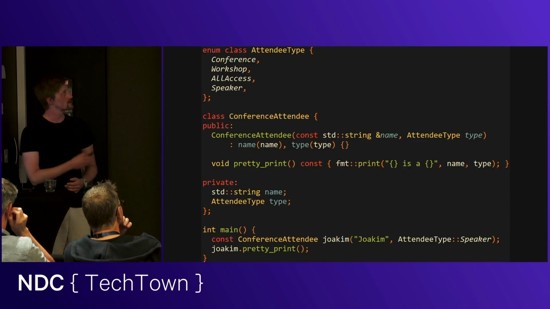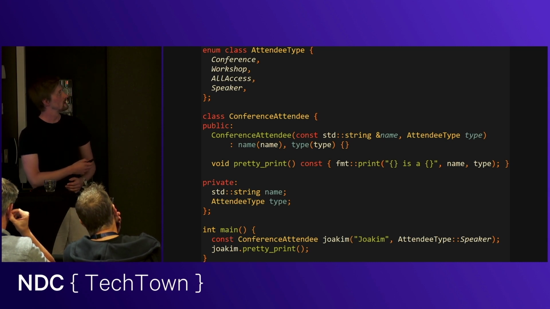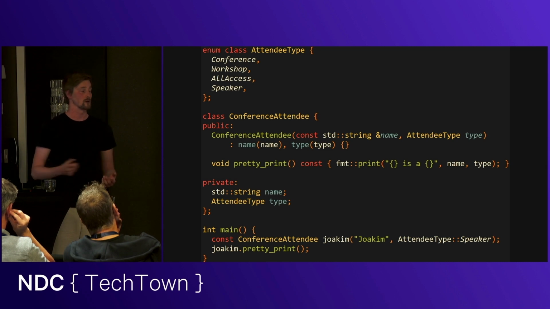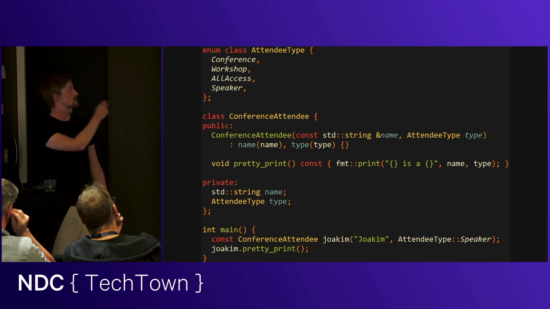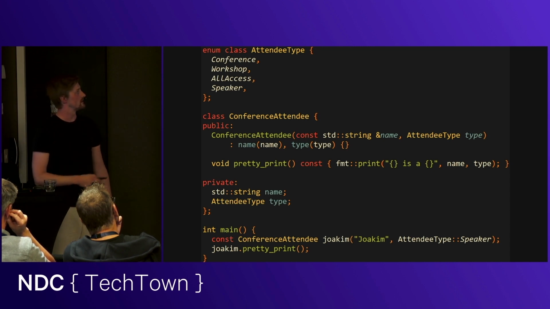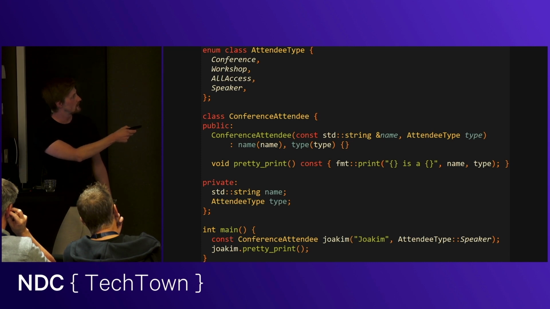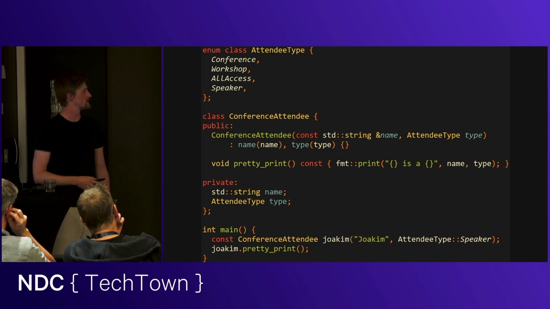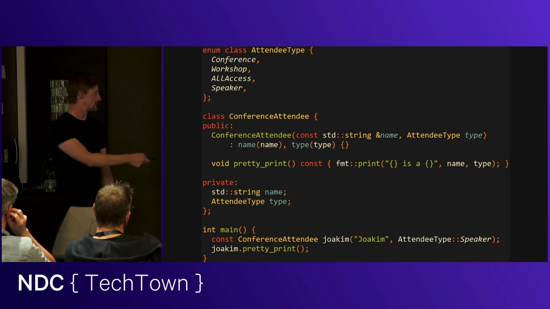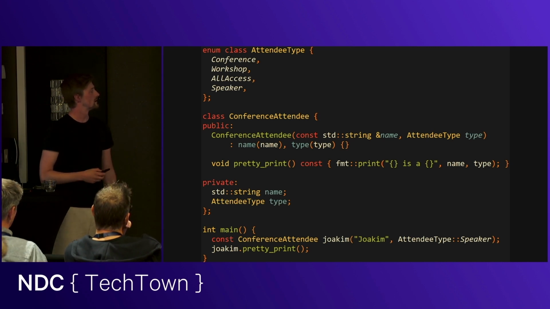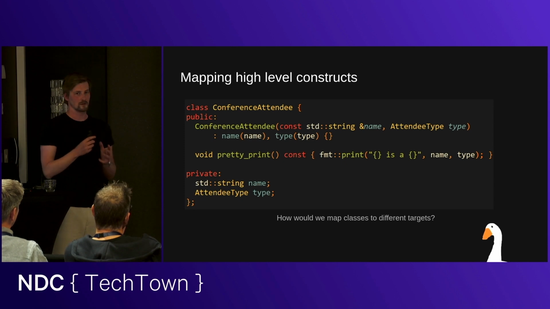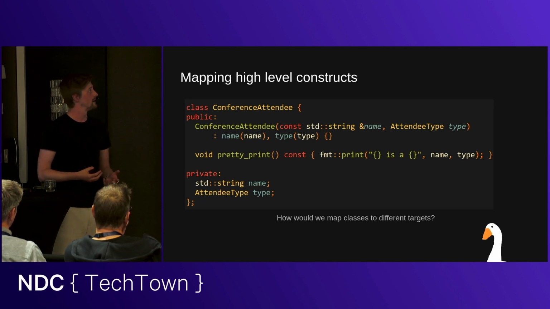So again, we have some code. I hope you can read that. It's just an illustration of a C++ program. You have an enumeration of some conference attendee, where someone has the conference pass, the workshop pass, the all access pass, or is a speaker. Then we have a class called ConferenceAttendee, which can be constructed with a name and a type and printed nicely to the terminal somehow. And then in the main function, we just create one called Joakim, because I'm very inventive, and we print me. We'll just use this to look at how we can map, for example, the class construct to different languages. And I realized after writing this that C++ classes are kind of a rabbit hole, because there's so much invisible going on.